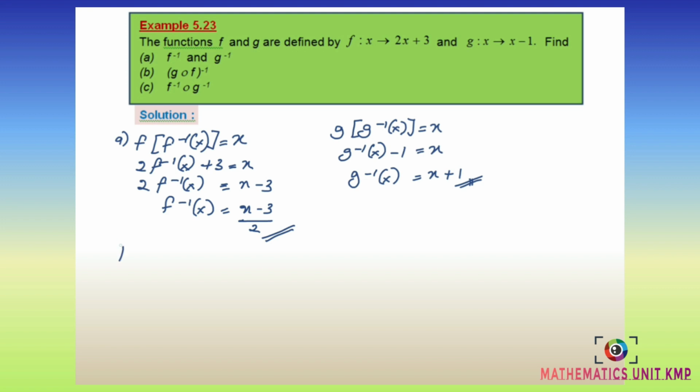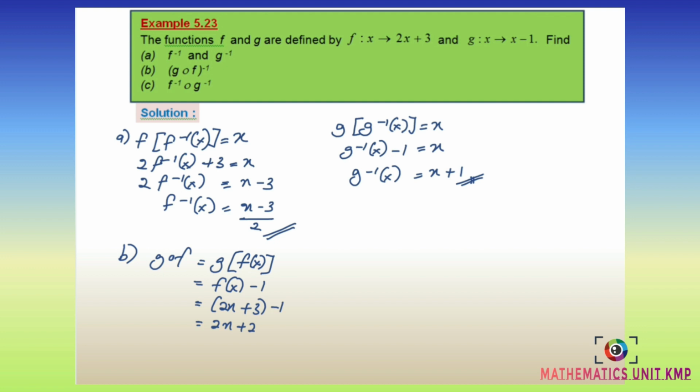Question B, find g composite f inverse. First, find g composite f. The input of g is f(x), so f(x) minus 1 equals 2x plus 3 minus 1, equals 2x plus 2.